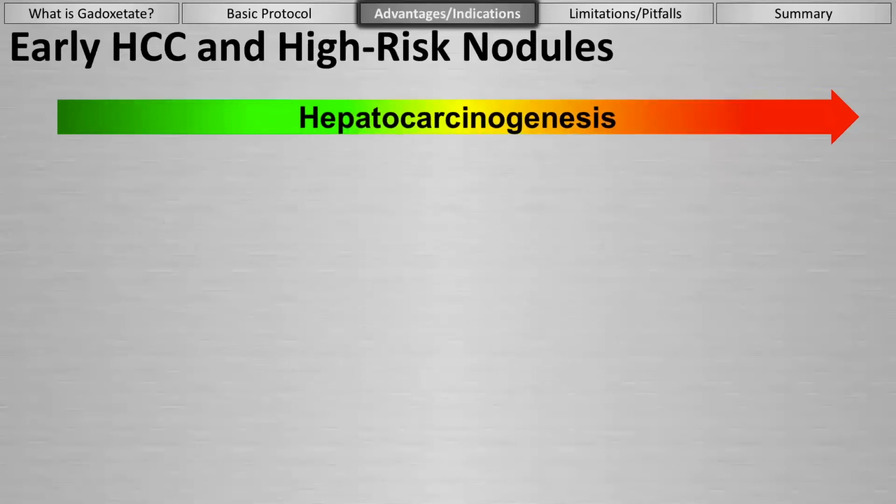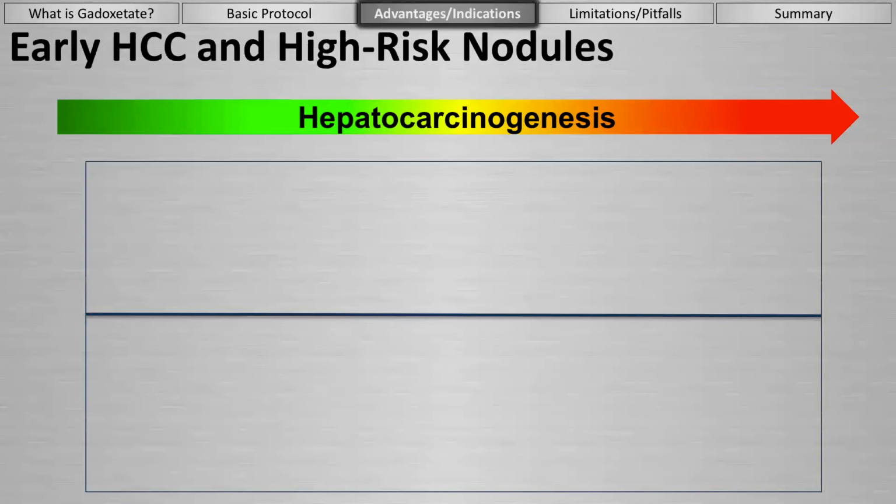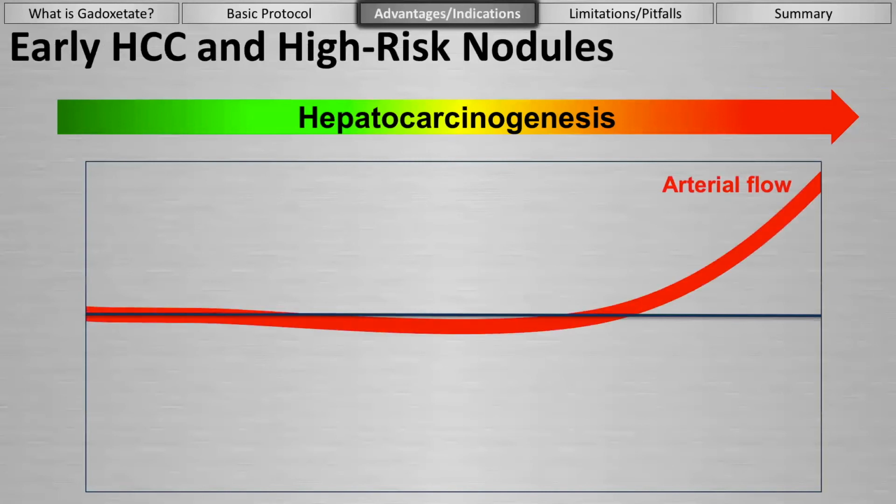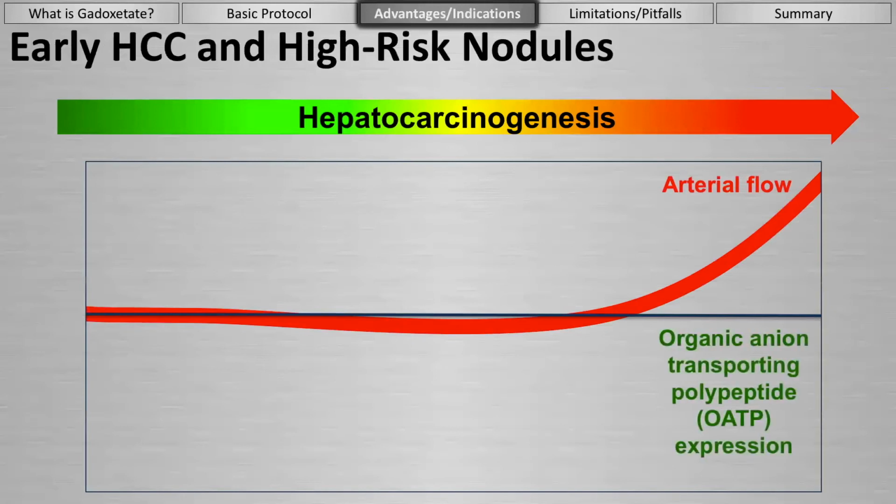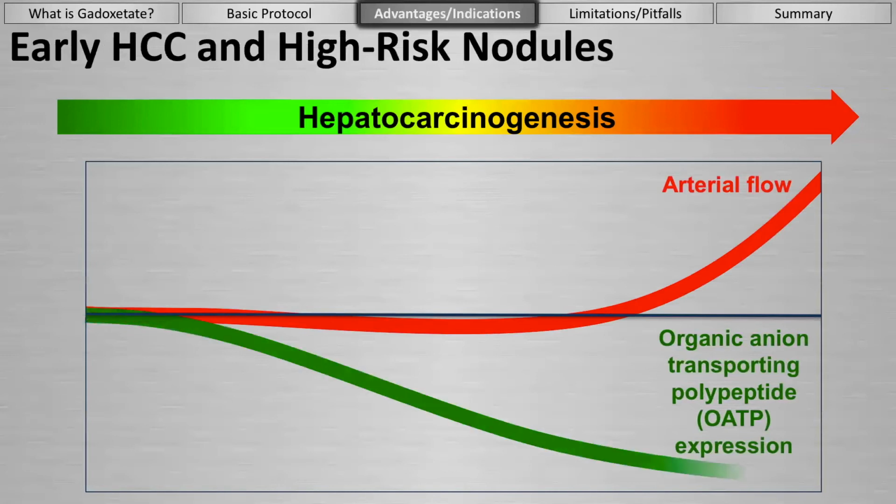So if that was too complicated, just theoretically imagine that there's a range of hepatocarcinogenesis from benign to malignant. And now let's ask ourselves, during that range of hepatocarcinogenesis, what happens to arterial flow? Well, arterial flow initially decreases and then goes up. What about OATP expression? What happens to OATP expression during this conceptual progression of carcinogenesis? OATP expression usually declines, and notice that the decline is progressive, and notice that the decline starts early.